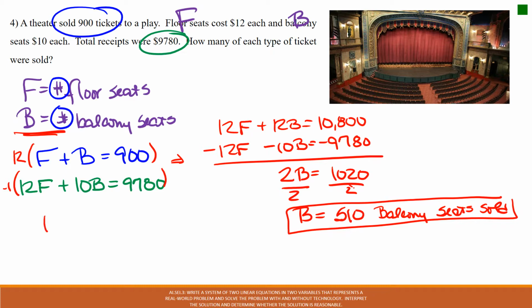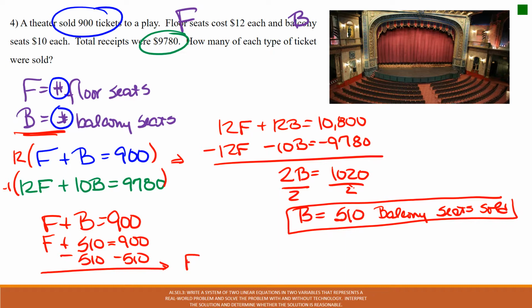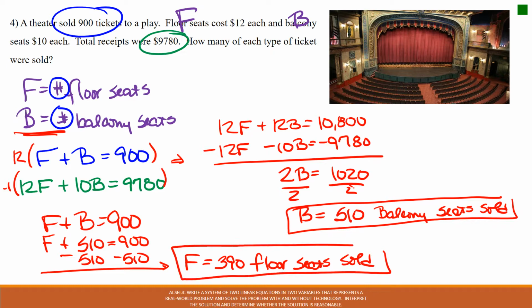I'm going to go back up to this F plus B equals 900. And I'm going to put 510. There's not an equal sign, goober. That's a plus. 510 in for the balcony. Subtract 510. I'm running out of room. So I get F equals, we're going to take 900 minus 510. There were 390 floor seats sold. Okay. Organization. Put the F for the F, the B for the B. You got this. Yes, sirree.